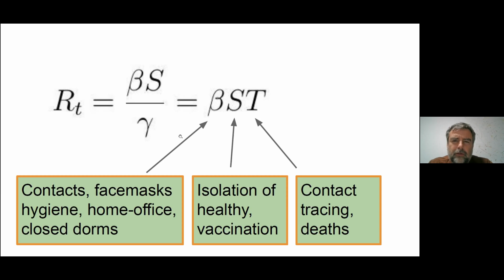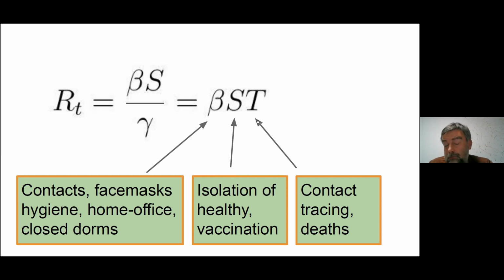So beta is related to contacts and face masks and hygiene and home offices and closed dorms and so on. Beta is something where we usually put our pandemic measures to limit it. On the other hand, S is the number of susceptible people in the population. Typically, during the pandemic, S is decreasing because more people get infected and get some kind of immune response. That also improves with vaccination, not only by getting infected. And also isolation of healthy people for a while may decrease S.